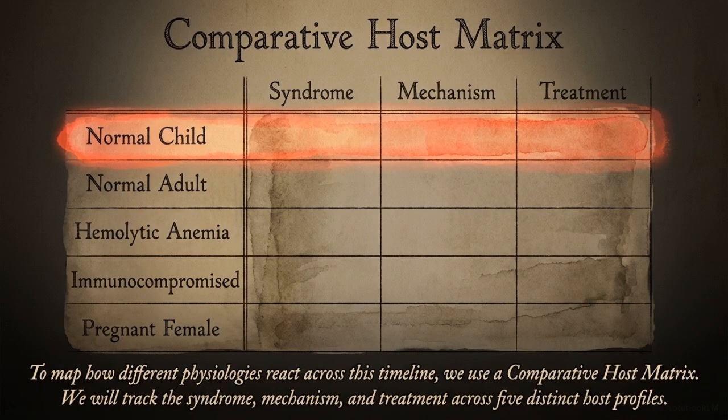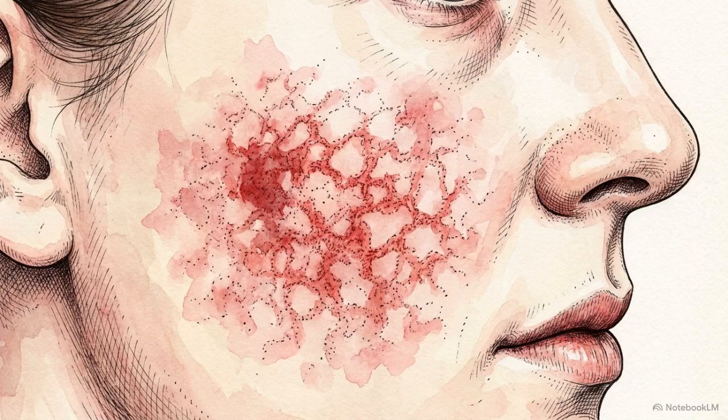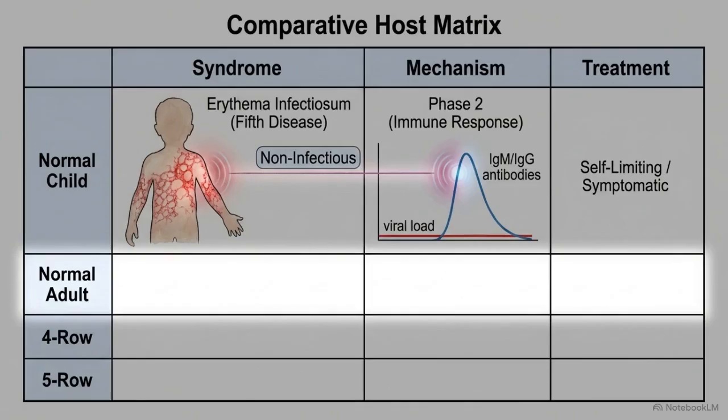To map how different physiologies react across this timeline, we use a comparative host matrix. We will track the syndrome, mechanism, and treatment across 5 distinct host profiles. The most common host is the immunocompetent child. They present with erythema infectiosum, often called fifth disease, which begins with a sudden facial erythema that spreads to the trunk in a lacy, reticular pattern.